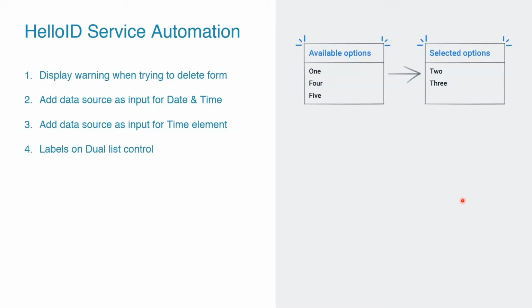Then we added the option to label dual list boxes in the dual list component. You can now make it clear for the end user what the meaning of the list boxes are.